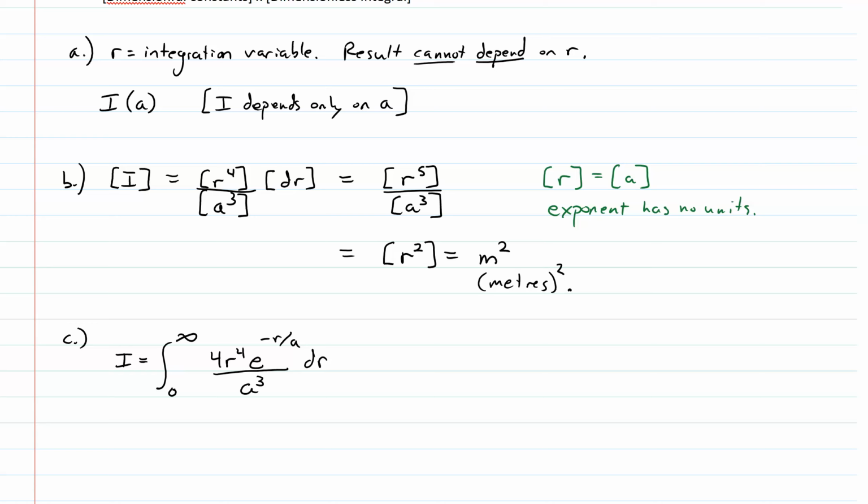Okay, so let's go through the steps again. r is the integration variable, so I can only bring constants outside which don't depend on r. So the 4 is obviously a constant, and the a cubed doesn't depend on r, so a cubed is a constant. And those are the only things I can bring outside. I'm left with this. Right? r to the 4, e to the minus r over a, dr.